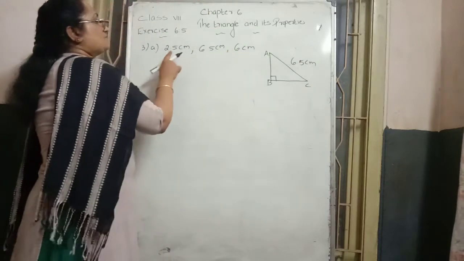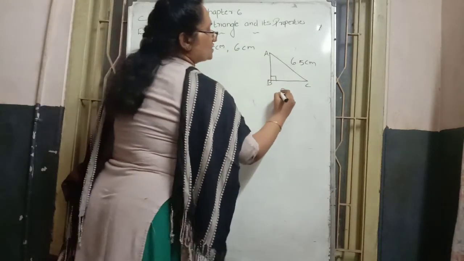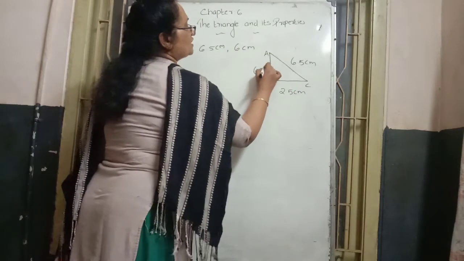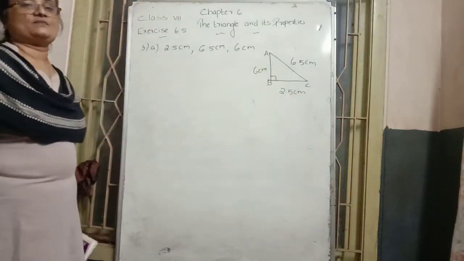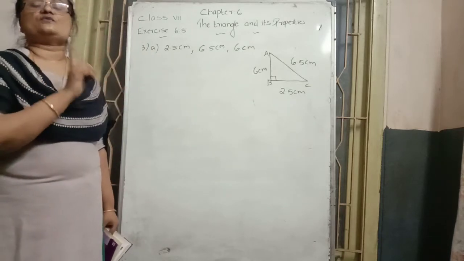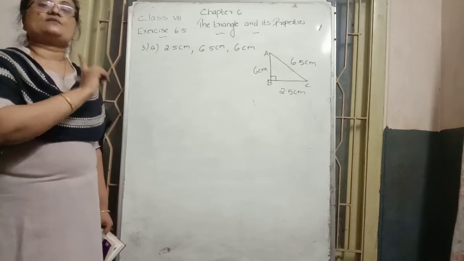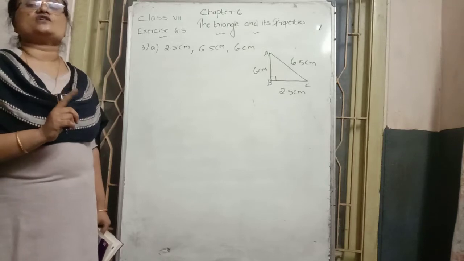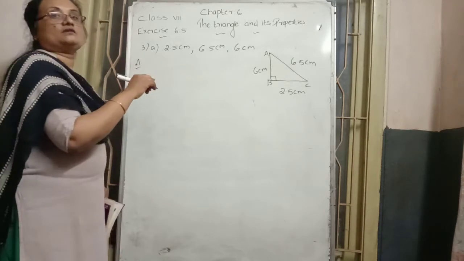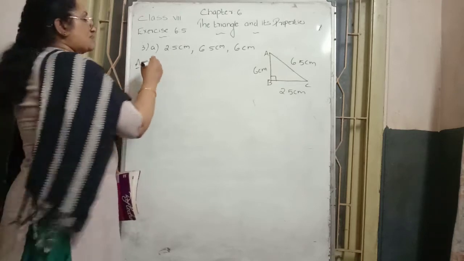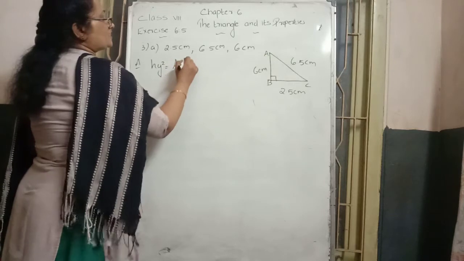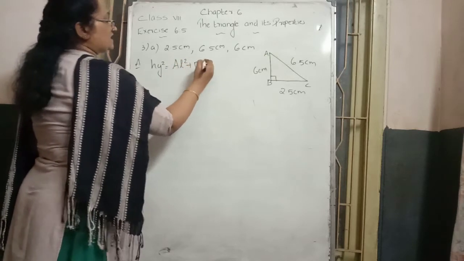Then the next one, 2, mark it on the base side. Next measurement, 6, mark it on the altitude side. Remember, on the hypotenuse side we always mark the highest value. The remaining two values we mark on the altitude and the base. Then we apply the Pythagoras theorem formula: hypotenuse square equals altitude square plus base square.